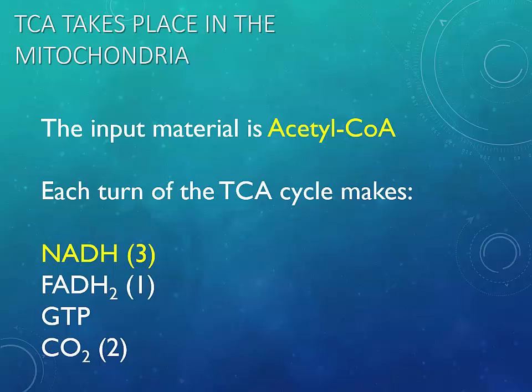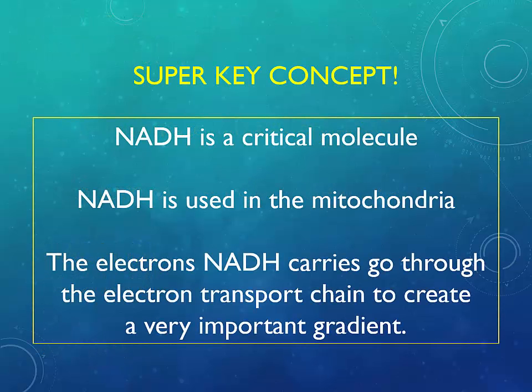So our input material is acetyl-CoA. Each turn of the TCA cycle is going to result in NADH. You'll get 3 of those. You'll get 1 FADH2, you get 1 GTP, and you get 2 carbon dioxide. Your big key idea is that this cycle really is generating NADH, and it's driven by the creation of NADH. NAD can be rate limiting if we start to run low, so you can see there is an intimate connection between the electron transport chain and the TCA cycle, and we'll show you that in a moment.